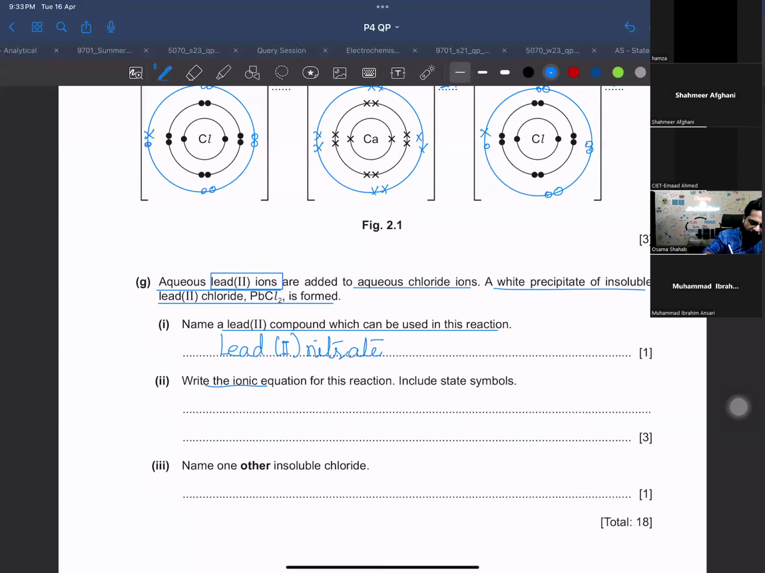Then write an ionic equation for this reaction, include the state symbols. Just look over here. State symbols are necessary for 1 mark. You need to write the state symbols over there. So lead 2 ions should be aqueous initially. Then we have 2 chloride ions that should be aqueous initially. And when they combine together, they will form lead 2 chloride that should be solid.